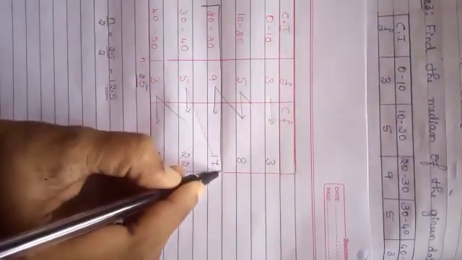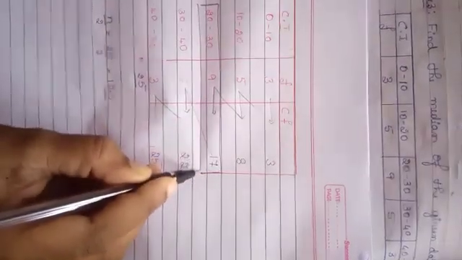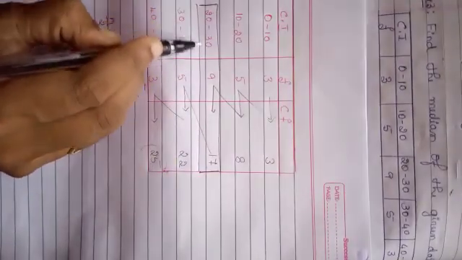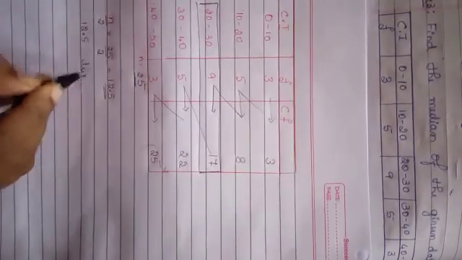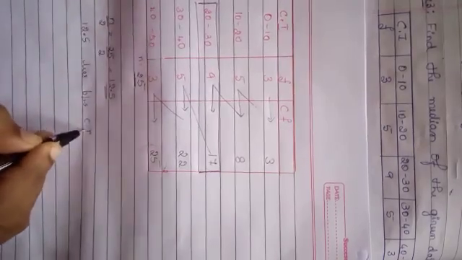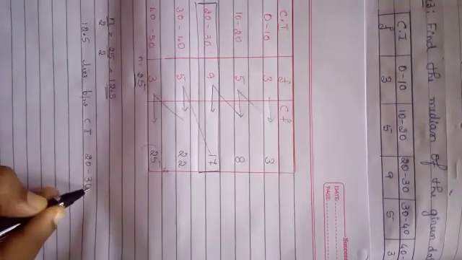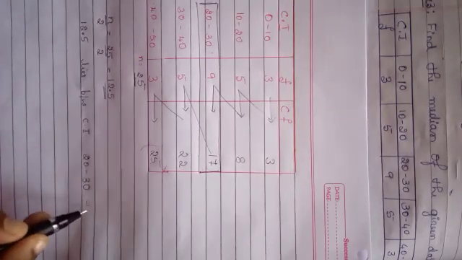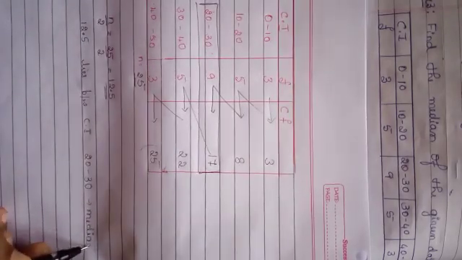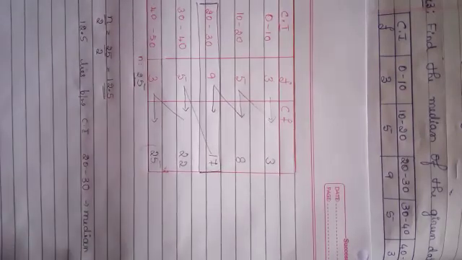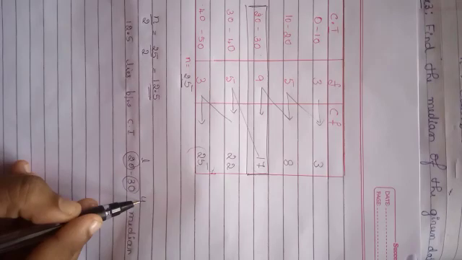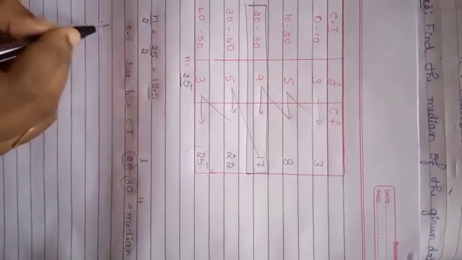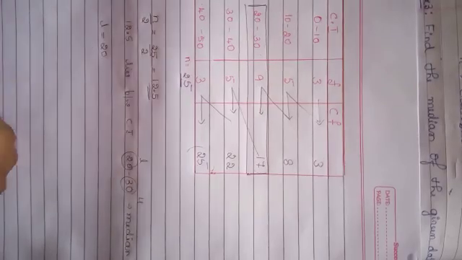So this 12.5 lies between the class interval 20 to 30. This is called the median class. Here 20 is the lower limit, 30 is the upper limit. To find the median we need the L value, that is 20.